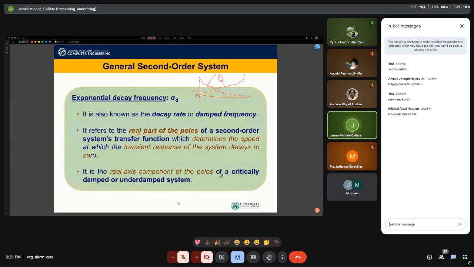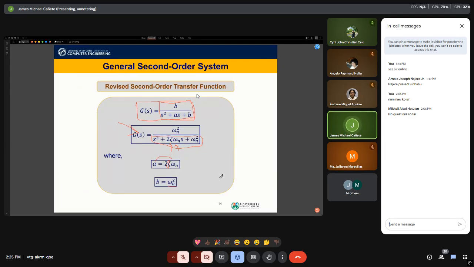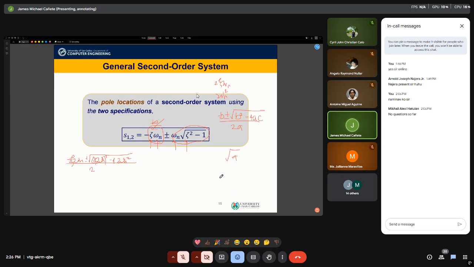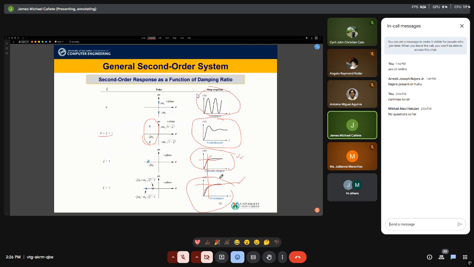So after 11 slides, this is now updated. Hopefully you understand what omega sub n is, what zeta is, and how it relates to the output. We can have a discussion now, or a back and forth.